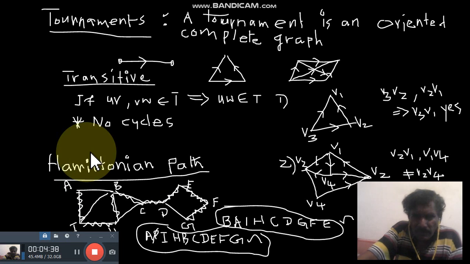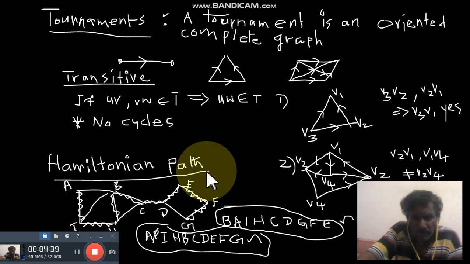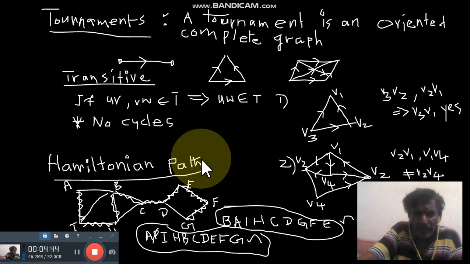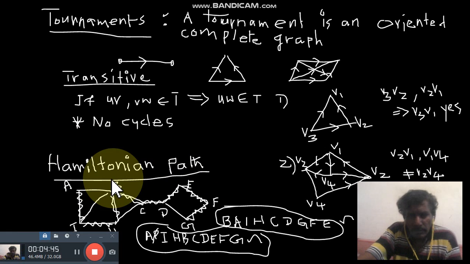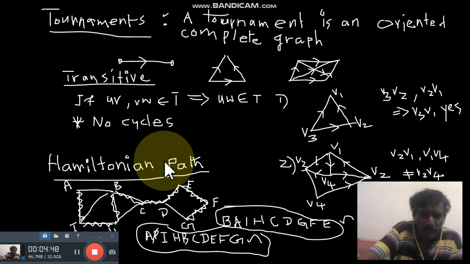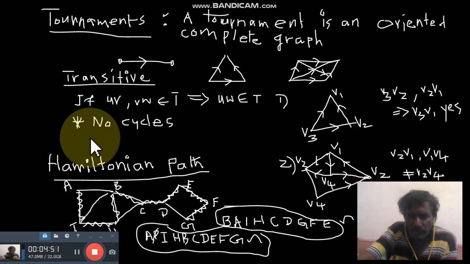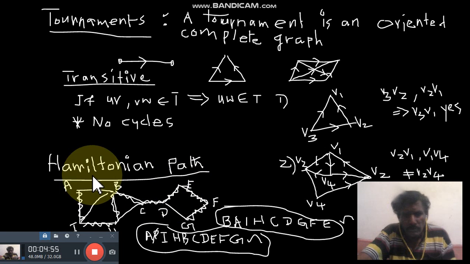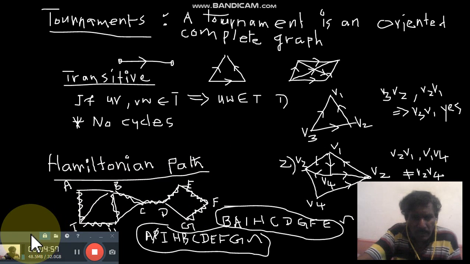Now the next terminology here is Hamiltonian path. Why do we study this? Because in the tournament we are going to study the Hamiltonian path. Now look at this here.